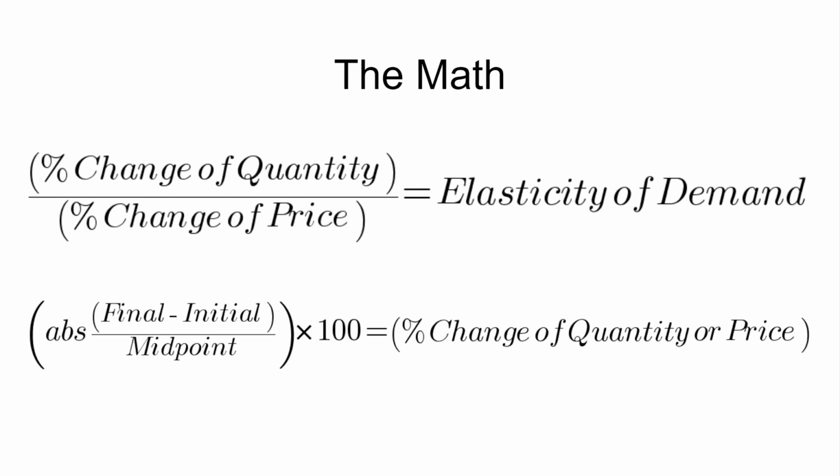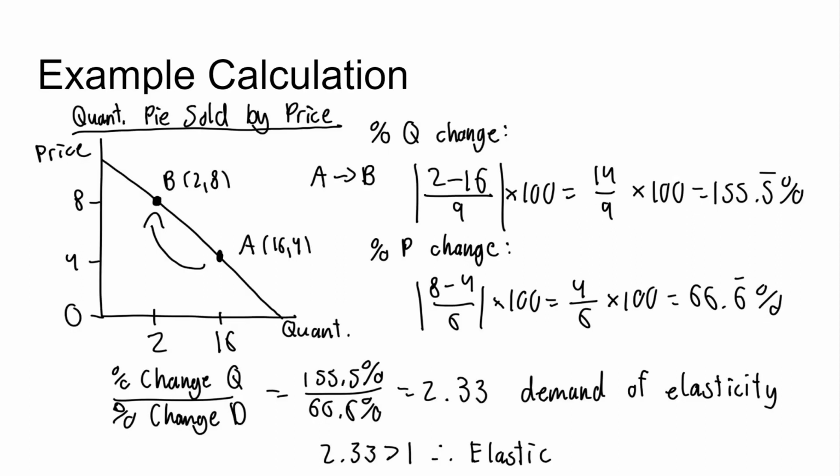To find the percent changes accurately, we need to use the midpoint method. Now this is done by dividing the change by the value halfway between them. On screen is an example of a demand curve, with a change in price from point A to point B.